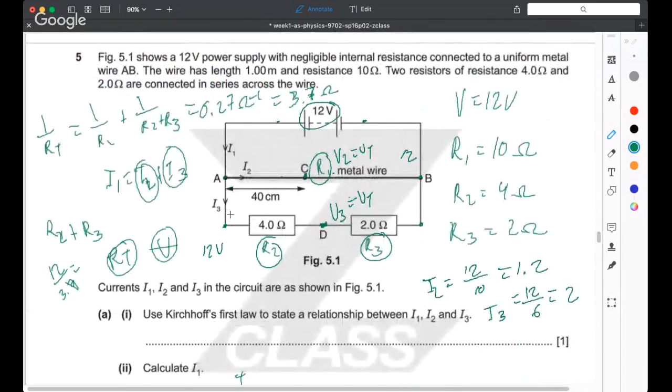So this is working like a potential divider, and this is working more like a rheostat, where you can adjust the resistance just by moving the point along the cable.